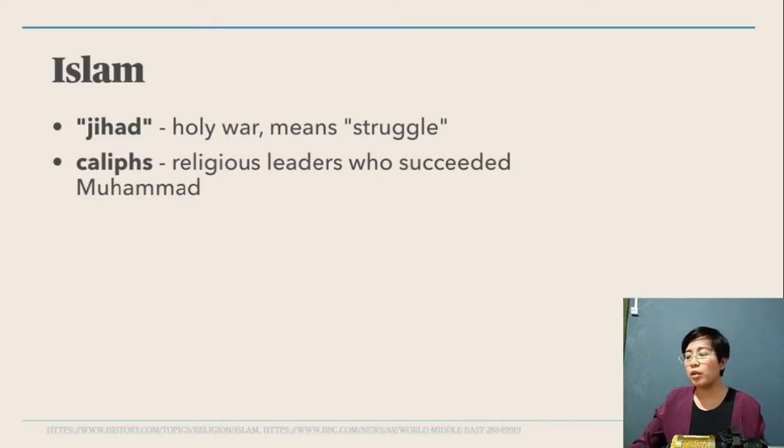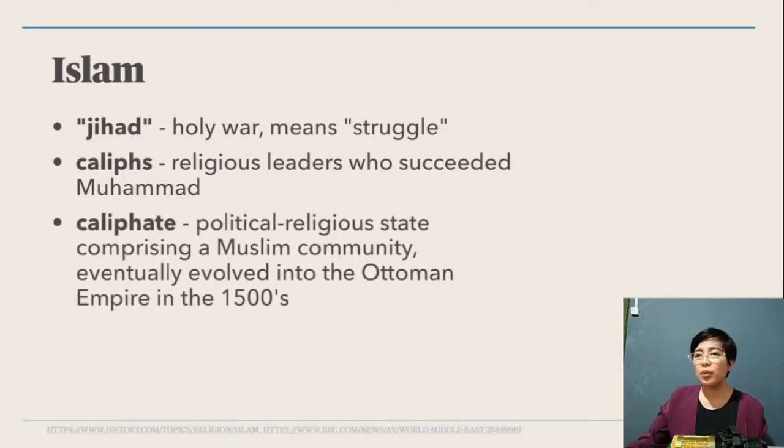And then one of the terms we will also be discussing is the caliphs or the caliphate. So after Muhammad died, they were the ones who succeeded him as religious and political leaders. So the caliphate here is a political religious state comprising a Muslim community, and eventually when the state became big, it became the Ottoman Empire in the 1500s.